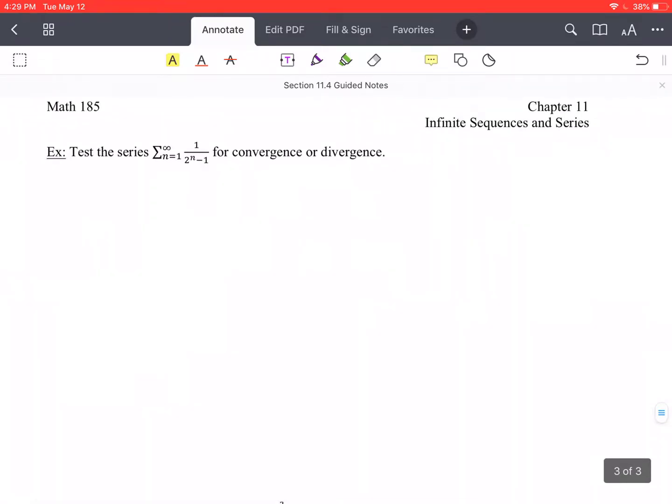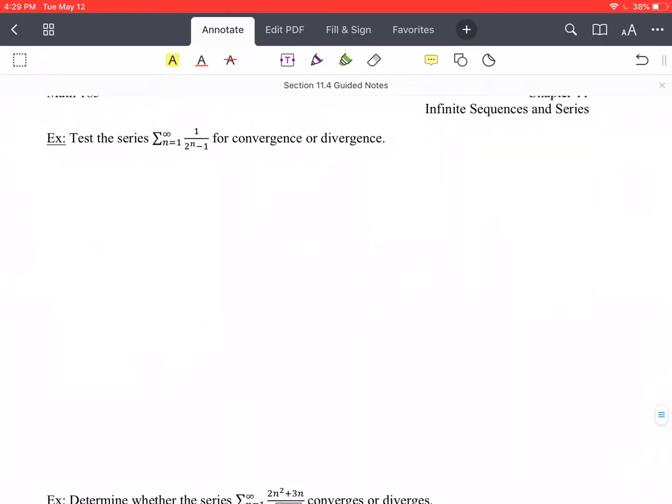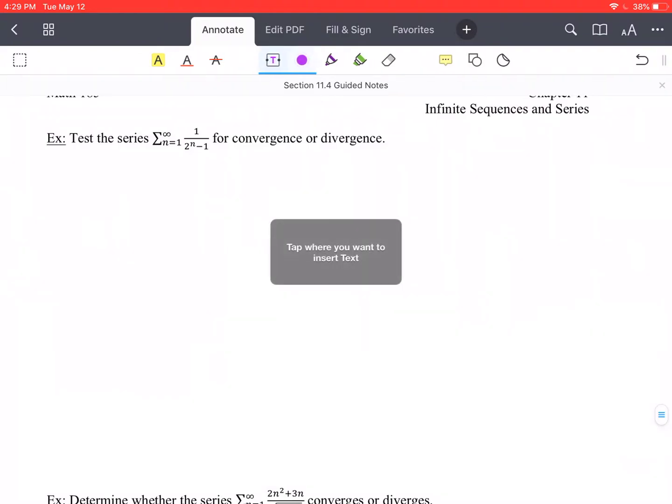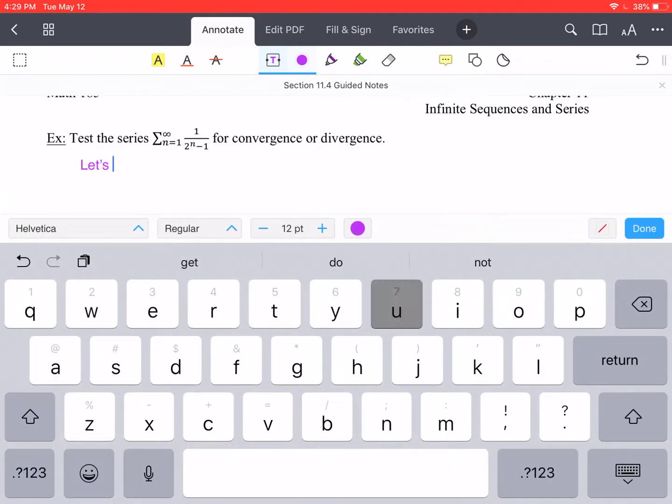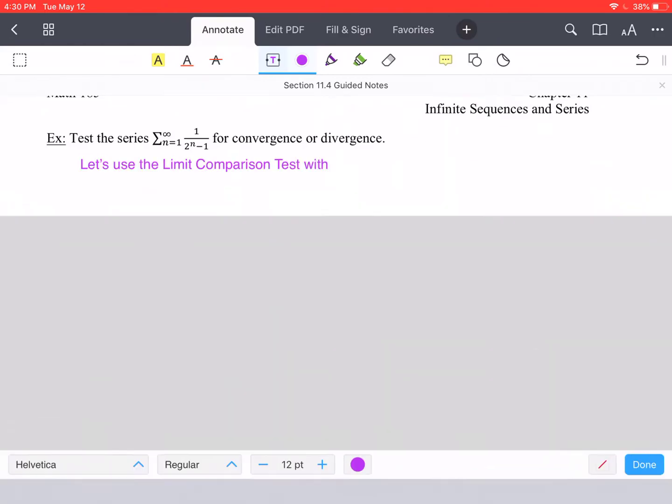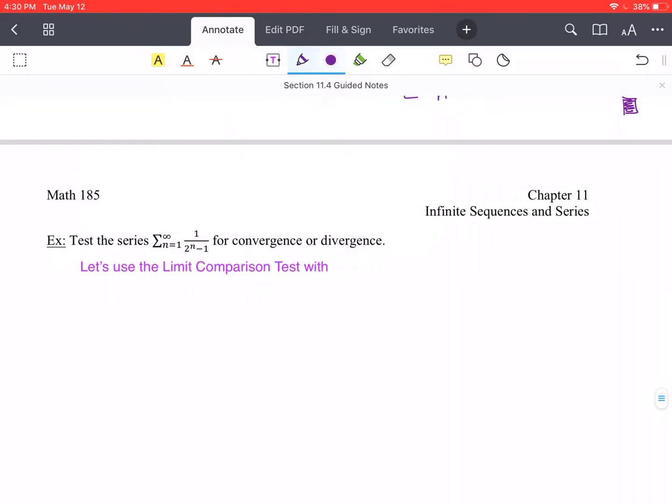Test the series of 1 over 2 to the n minus 1 for convergence or divergence. So let's use the limit comparison test with the following values. Let's pick a sub n to be our series, so 1 over 2 to the n minus 1, and then b sub n will be 1 over 2 to the n.